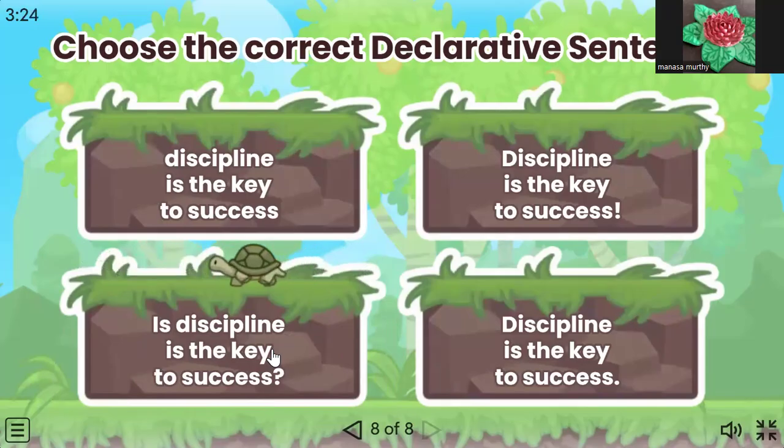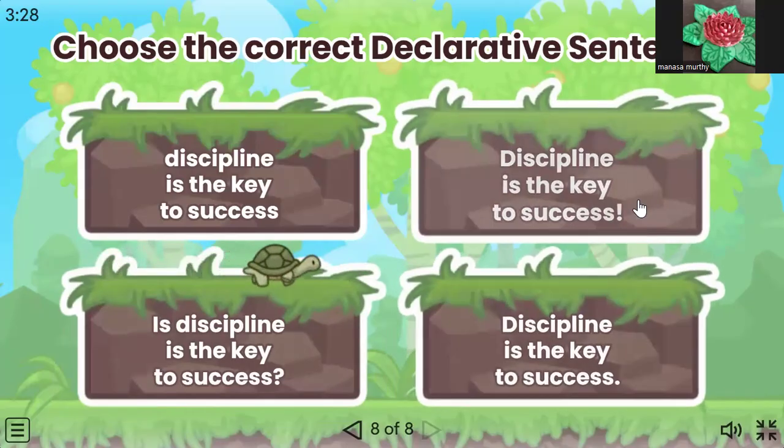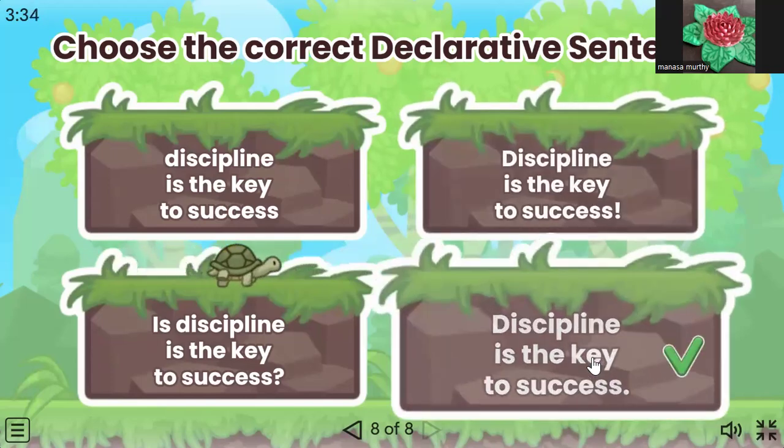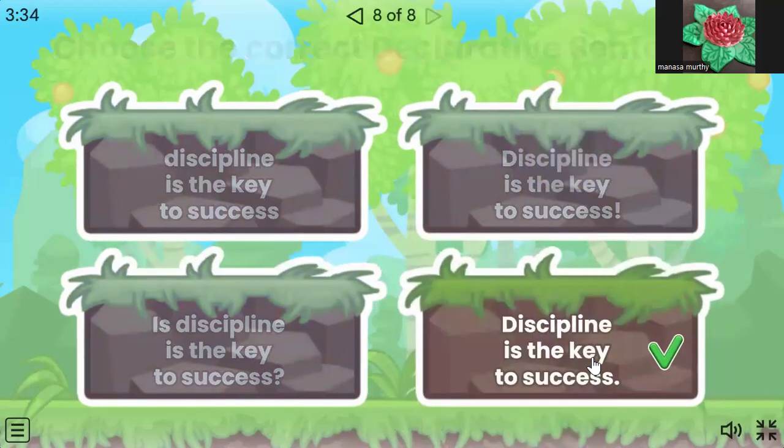Discipline is key to success. Discipline is the key to success. Declarative sentences do not end with an exclamation mark or question mark. They end with a full stop and begin with a capital letter.